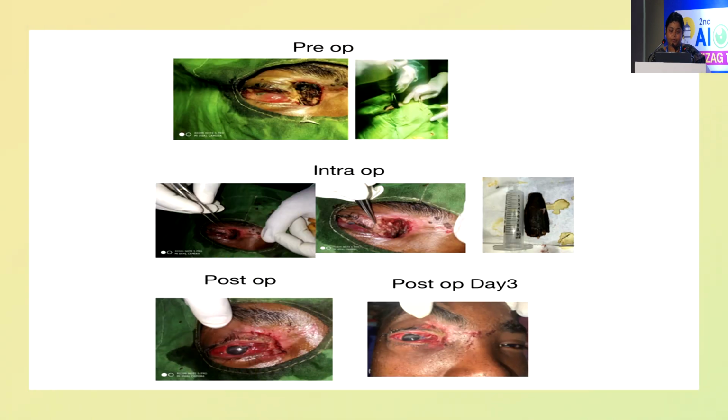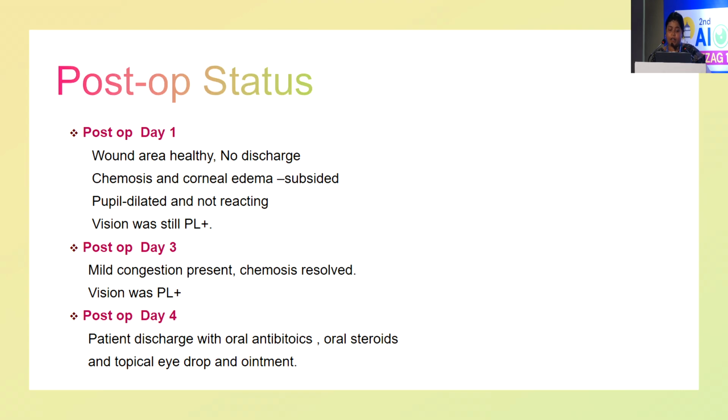These are the images of the patient pre-op, intra-op, and post-operatively. And there is an image of the intact intraorbital wooden foreign body. Coming to the post-op status, on day 1, the wound was healthy, no discharge, chemosis and corneal edema subsided, the pupil was dilated and not reacting, and his vision was still perception of light. On day 3, there was mild congestion present, chemosis resolved fully, and the vision was perception of light. On day 4, the patient was discharged with oral antibiotics, steroids, and topical eye drop and ointment.